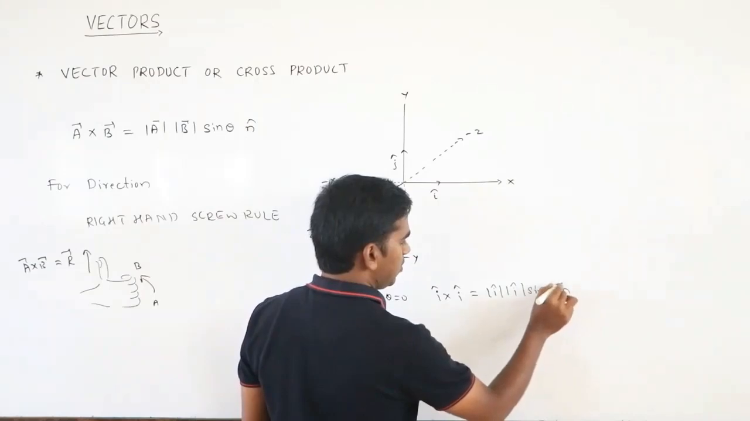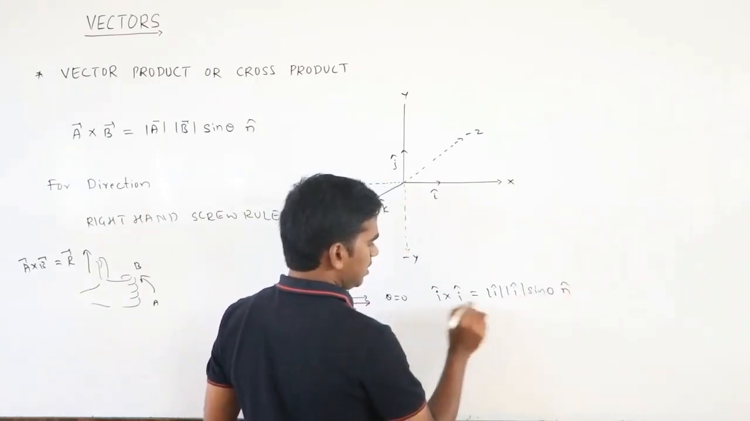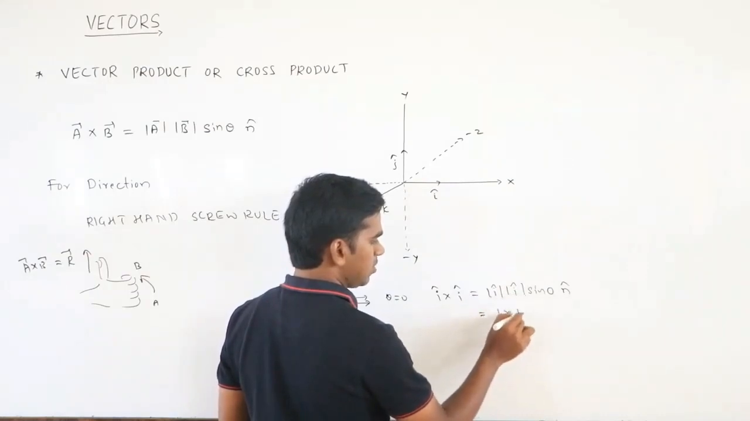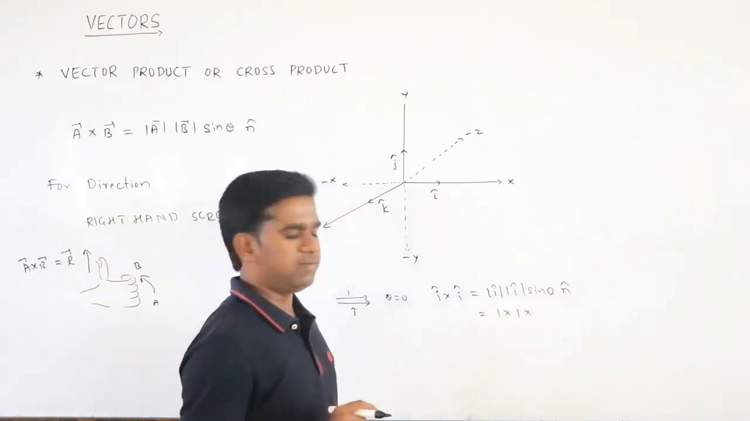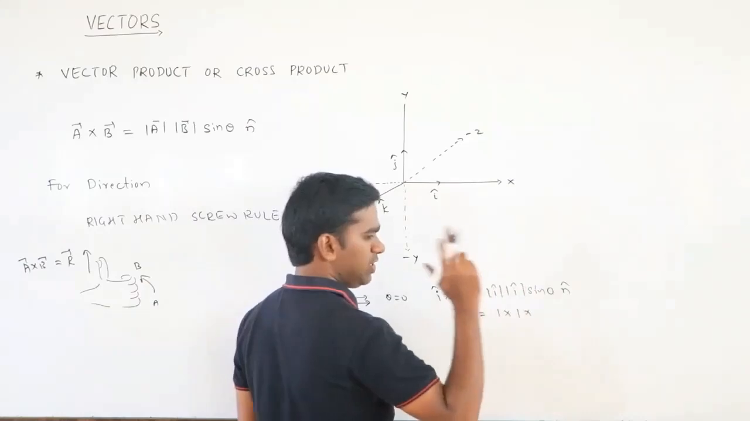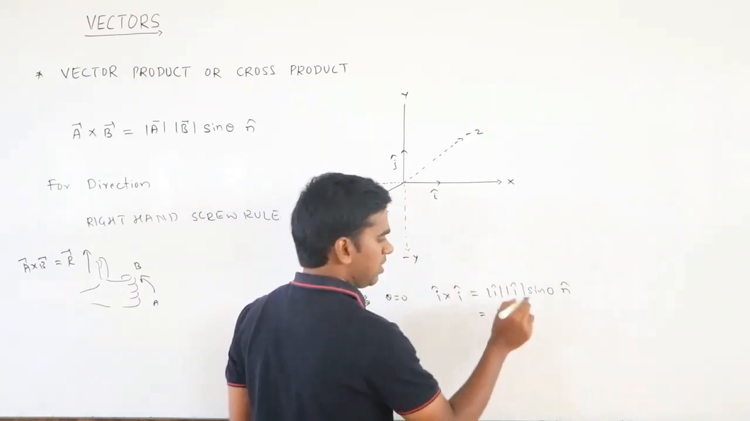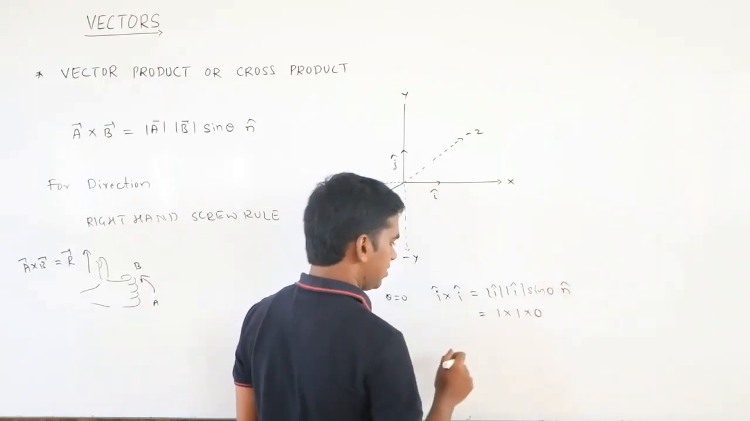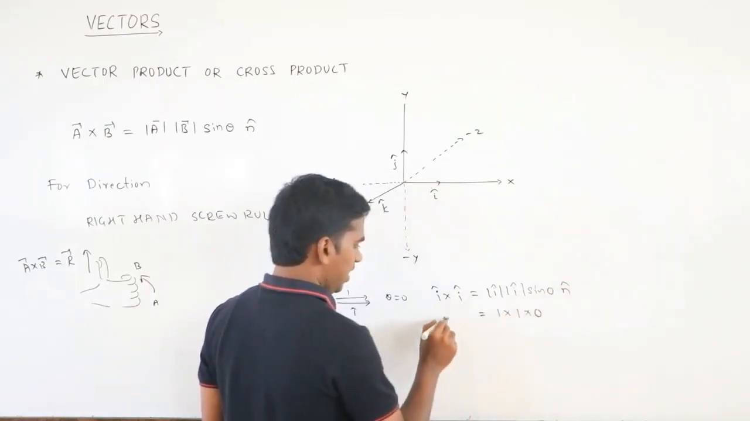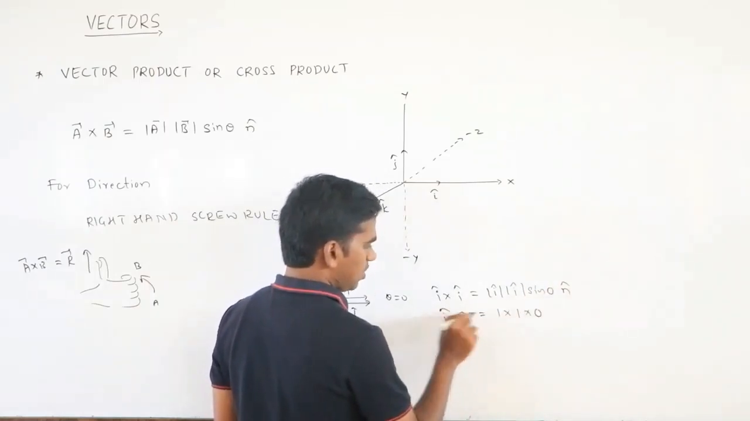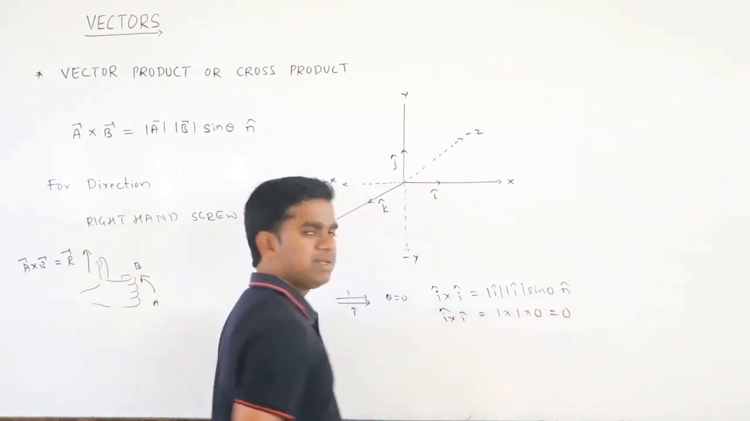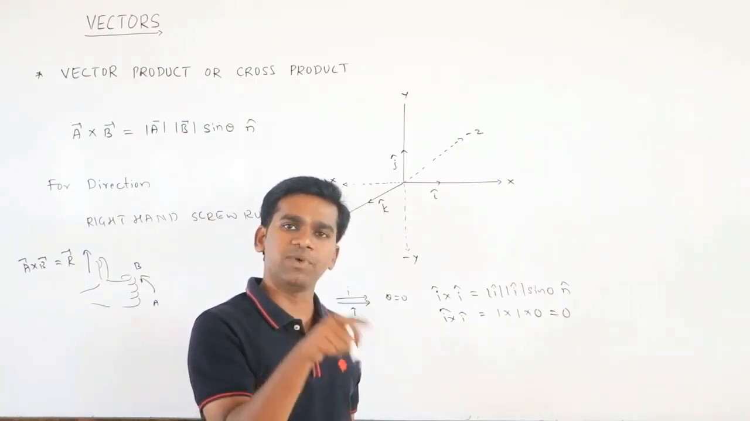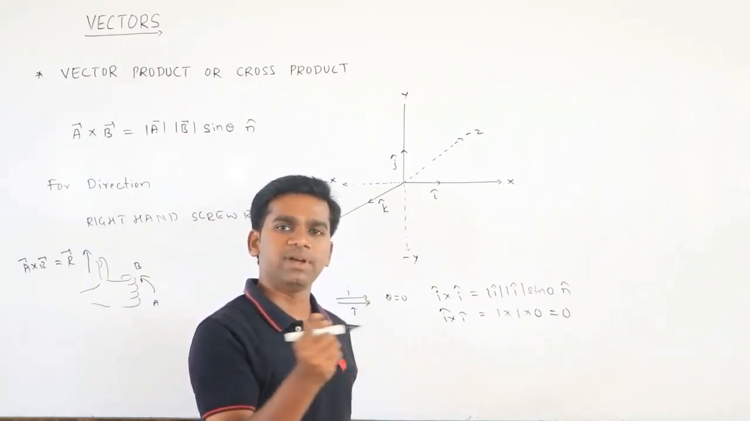So n cap you can write as it is. The magnitude of i cap is 1, because they are unit vectors, and sine of 0, remember from your mathematics, is 0. Then there is no need to mention the direction either. So i cap cross i cap will give you 0. In the case of the dot product, i dot i becomes 1, but here i cross i becomes 0.